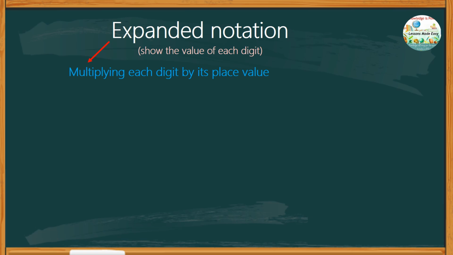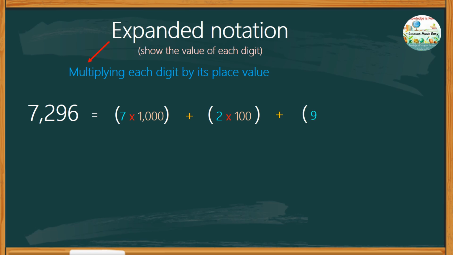How do you expand 7,296? We take one digit at a time and then multiply it by its place value. So 7 is multiplied by 1,000 because it is in the thousands place, plus the next digit 2 multiplied by 100 since it is in the hundreds place. Then 9 times 10 and 6 times 1. And that's it. It's too easy, isn't it?